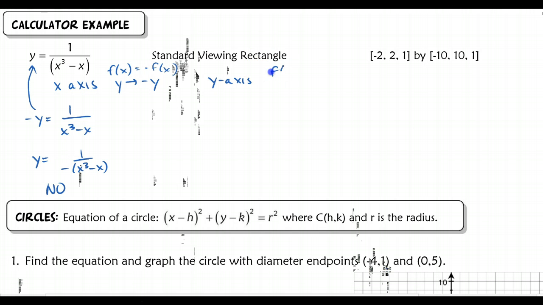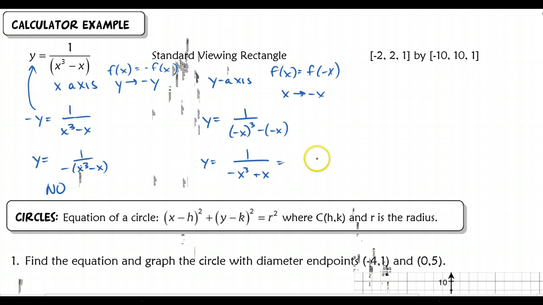So for this we want to check, does f of x equal f of negative x? In other words, let's replace x with negative x. So we take that and plug in negative x for x, and I'm going to simplify. So I have y equals 1 over negative x cubed plus x, and I can actually factor this just in case you're not totally certain about this one. This is clearly not our original function up there. So this is not symmetric.